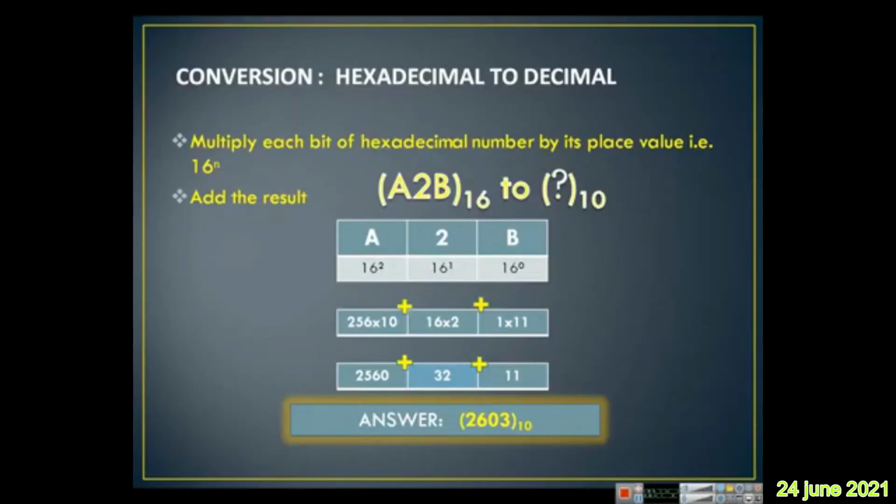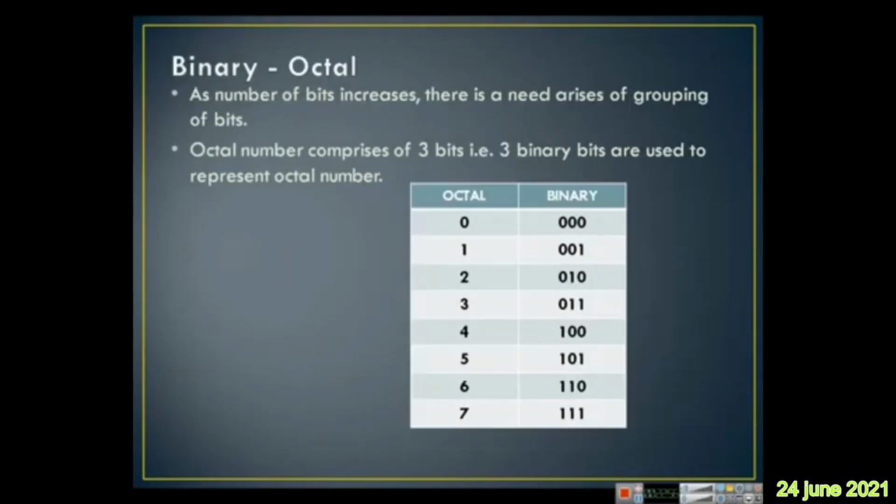Next, binary to octal. What is binary to octal? As the number of bits increases, a need arises for grouping of bits, right? If the sequence of zeros and ones is too large, then it is very difficult to write and remember. We have to group. Octal numbers comprise 3 bits, that is 3 binary bits are used to represent an octal number. Why only 3? Because 2 raised to 3 is 8, that is base 8, understood? Therefore, the grouping of three binary digits will give an octal number.